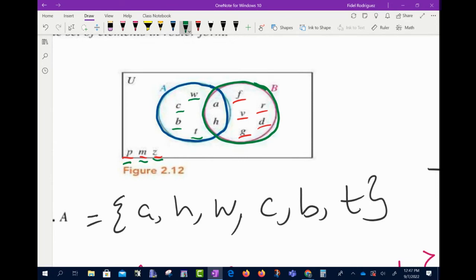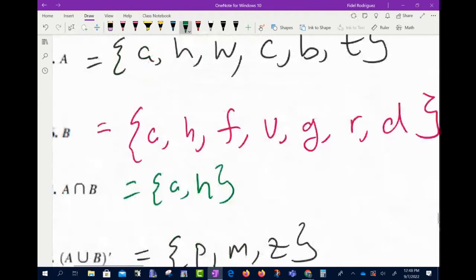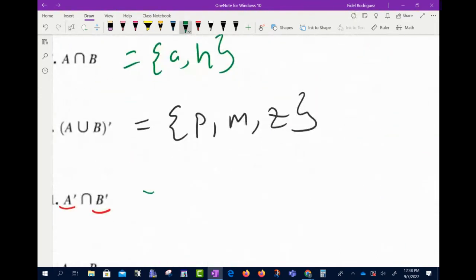Now, the intersection, y'all, would say, what letters did I underline twice? What letters got underlined twice? Do any of the letters get underlined twice? Which ones? Look at the letters that we underlined. Did we ever underline P, M, and Z? Those letters right there are the letters that we underlined twice. Now again, y'all, one thing I want to do here, and I'm going to go ahead and write this down.